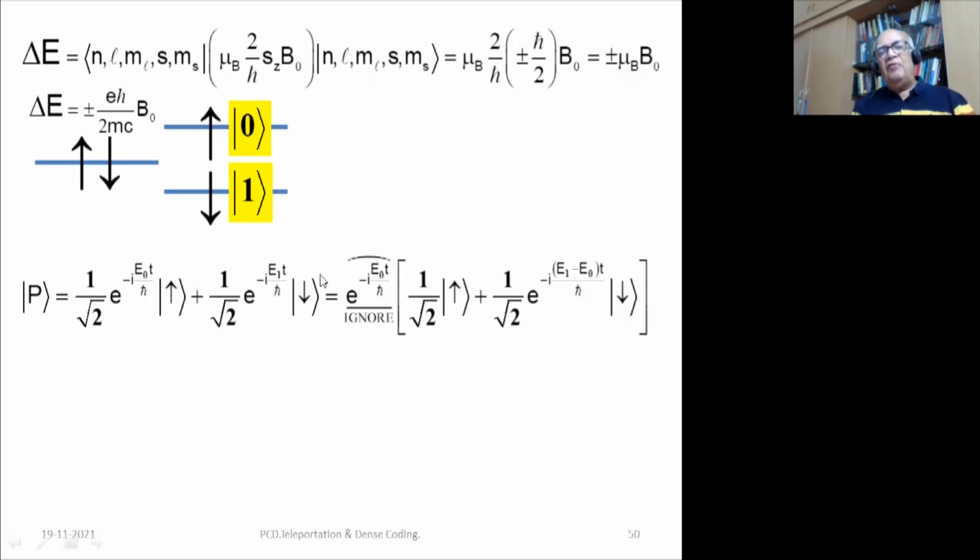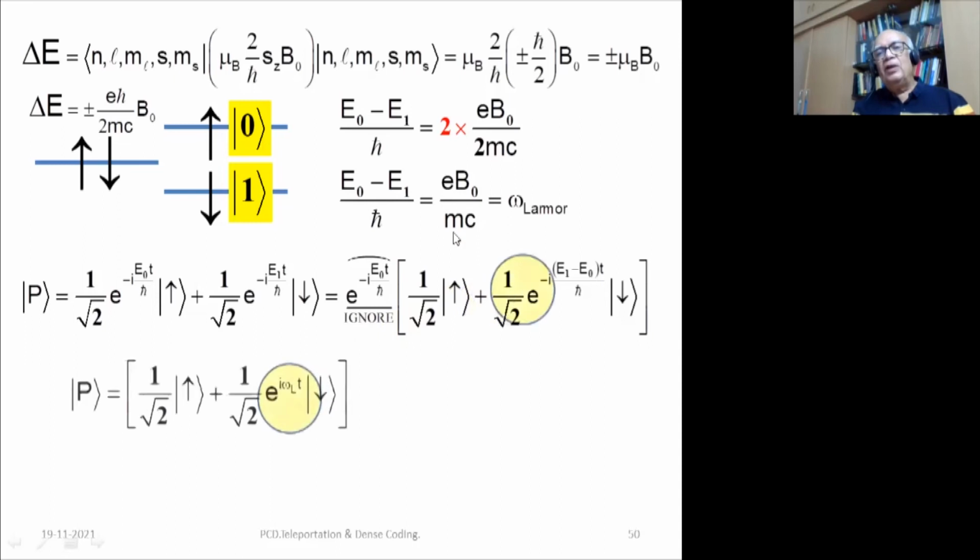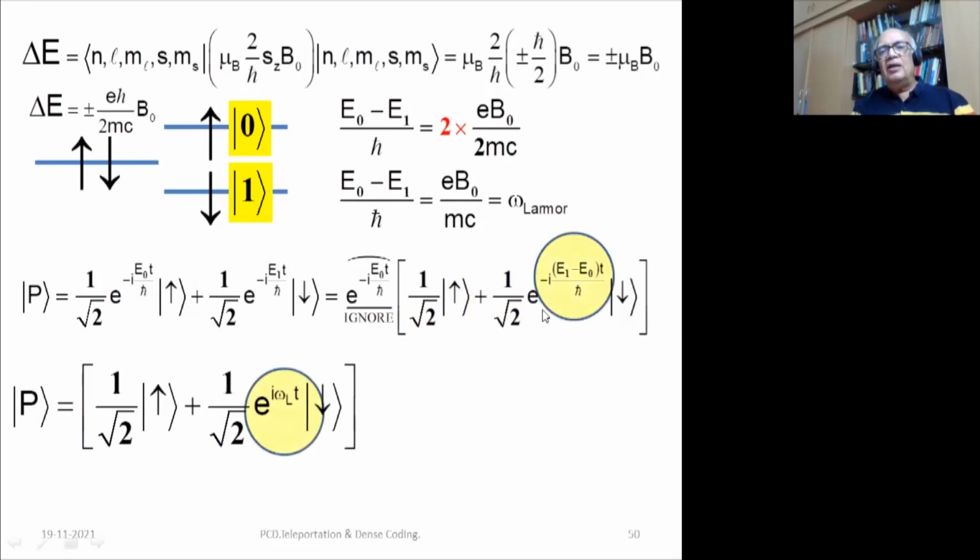And you can certainly factor out one of these as common. You can ignore it because it can always be absorbed in a common phase and the normalization, and it really doesn't matter. It is the difference which comes over here, which will contain the Larmor frequency. But remember, this is E1 minus E0, whereas the Larmor frequency is E0 minus E1. So there is a sign that you have to keep track of.